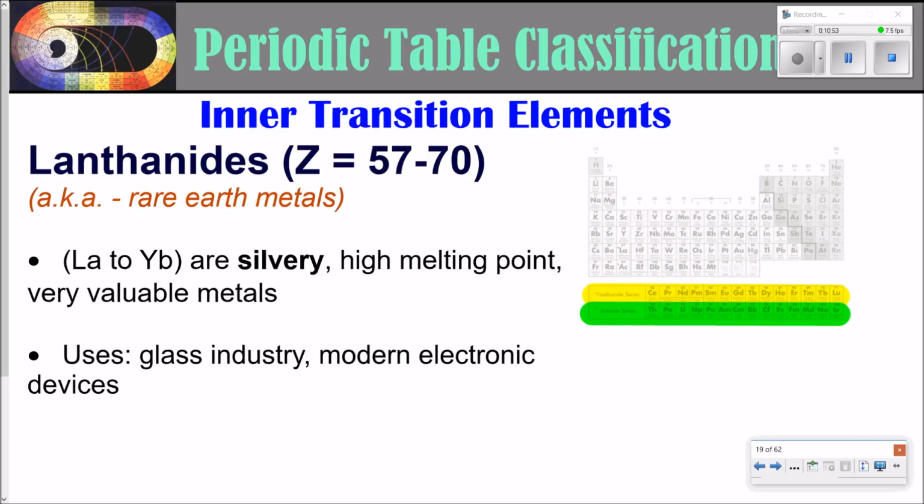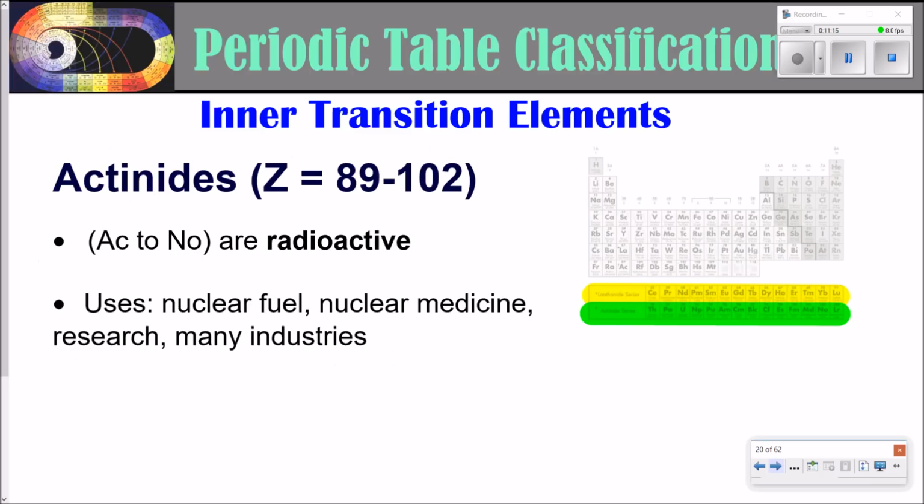The lanthanides are going to be this first group down here. They are silvery, and they have a very high melting point, and they're extremely valuable metals. They're generally used in the glass industry and modern electronic devices. And remember, those are going to be the 4f if you're thinking back to electron configuration. The actinides are this bottom group right down here, and they're very radioactive. They're used in nuclear fuel, nuclear medicine research, and other nuclear industries.